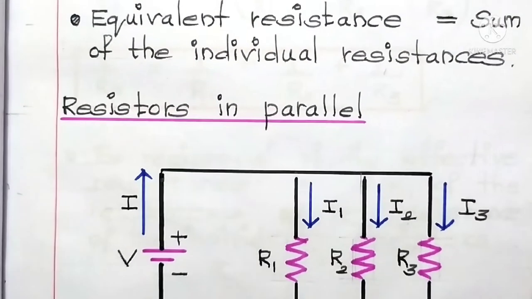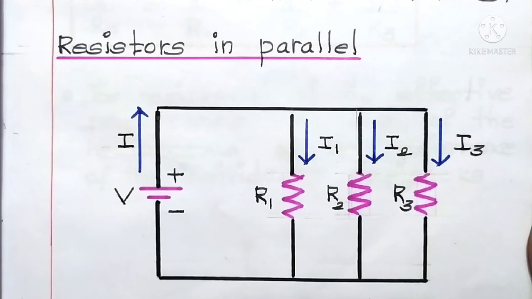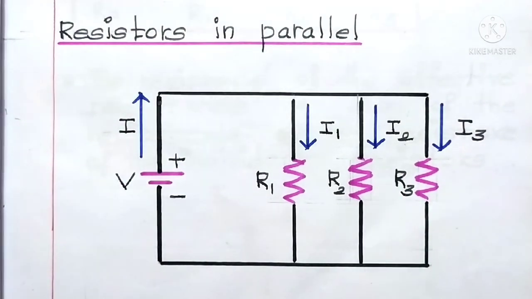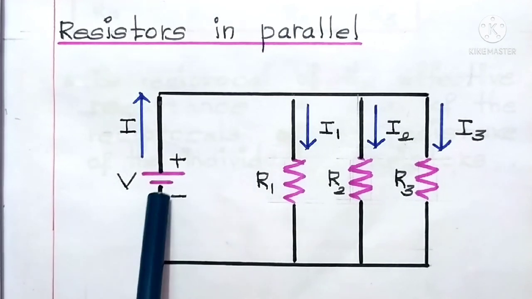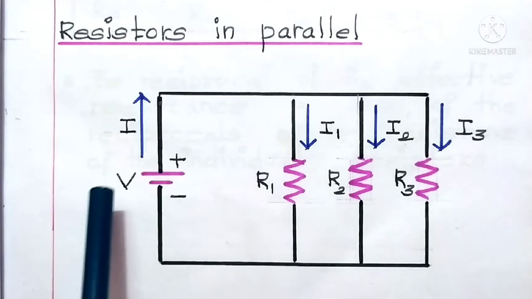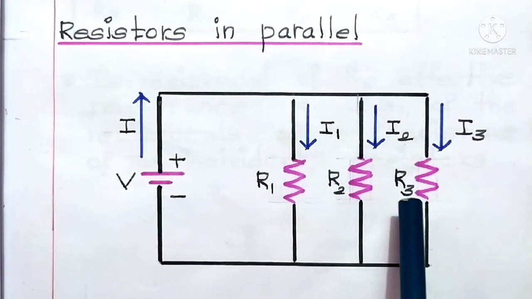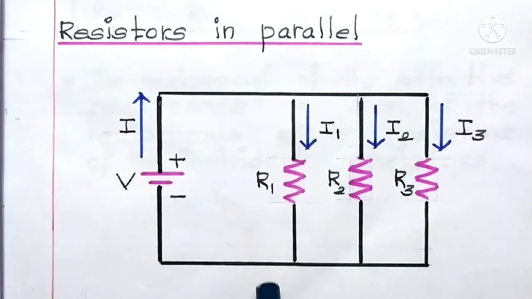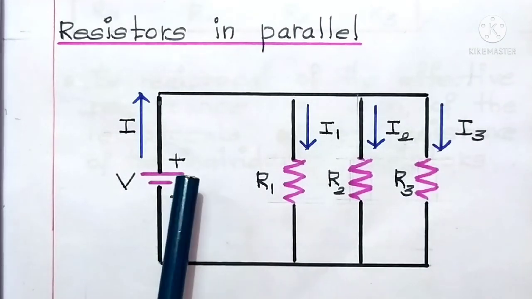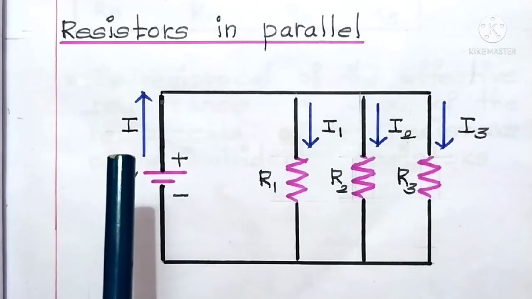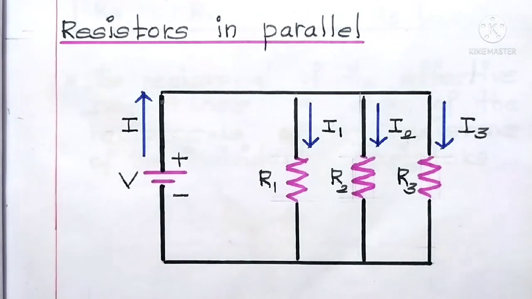Now let us see resistors in parallel. Here is the diagram. Have a closer look at it. Here is a cell, and in this circuit, three resistors R1, R2 and R3 are connected in a parallel manner. Here also let us take the analogy of a water pipe.